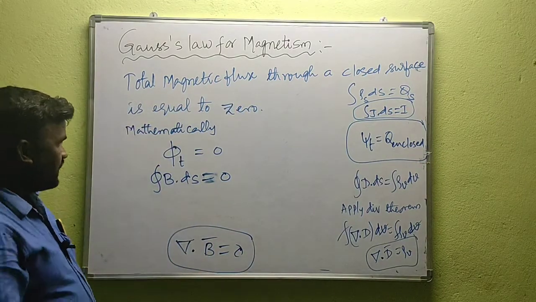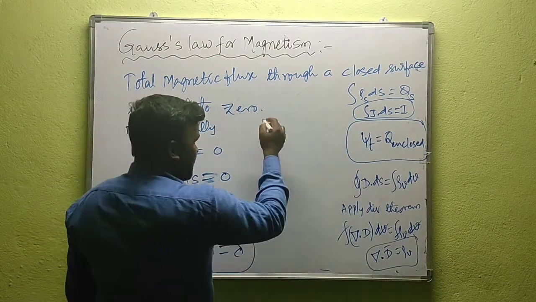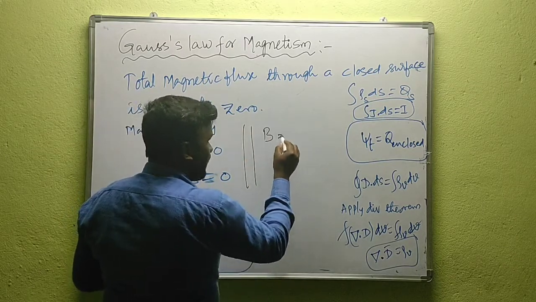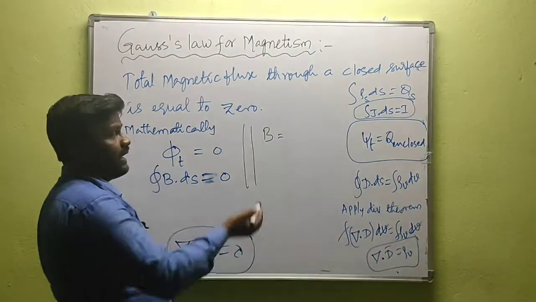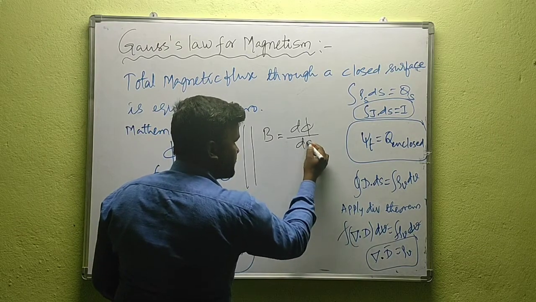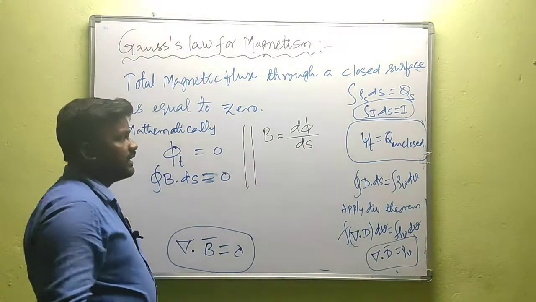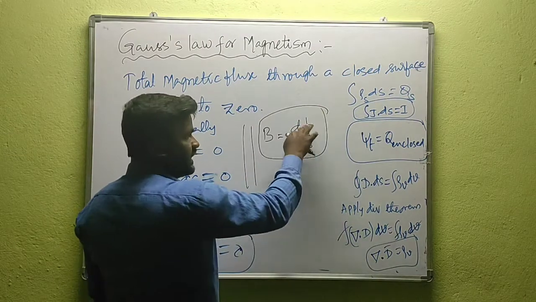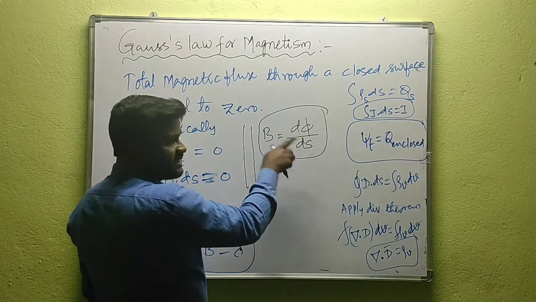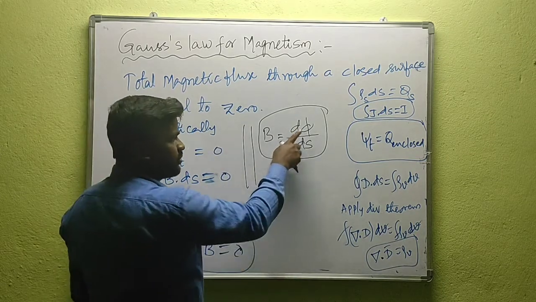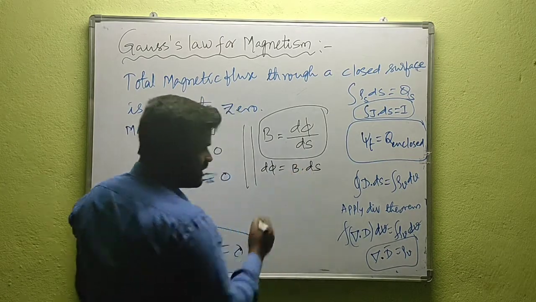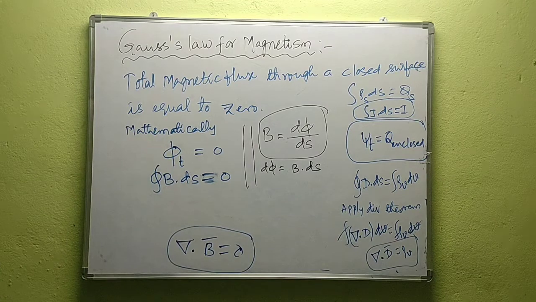Now I will write the relation here itself. Magnetic flux density means magnetic flux per unit surface area, that is B equal to d psi by ds. If the surface area is changed, the flux crossing that surface area also changes. So B equals d psi by ds, and from this we can write d psi as B dot ds.